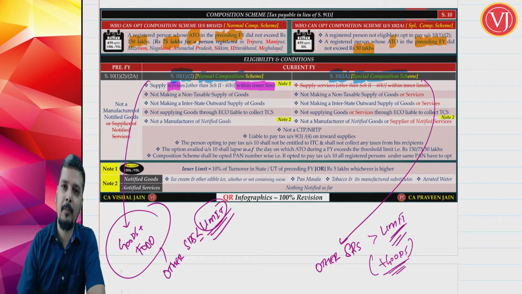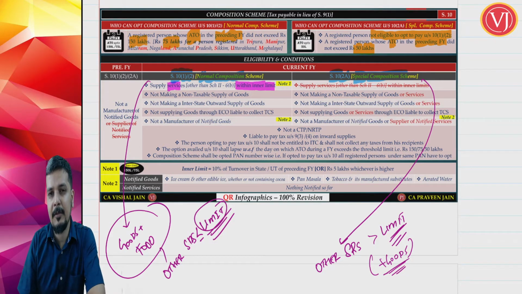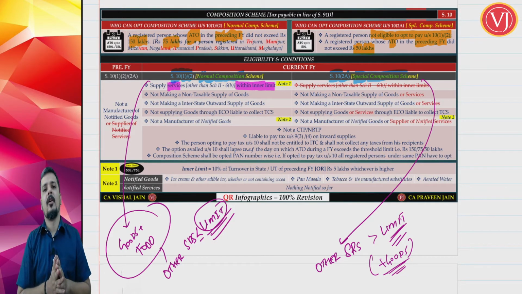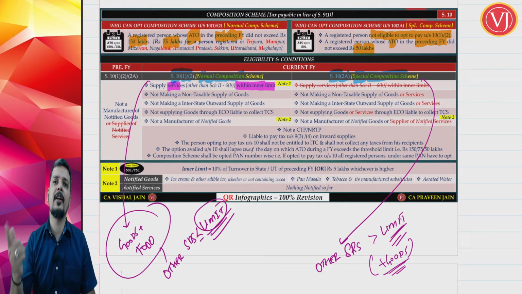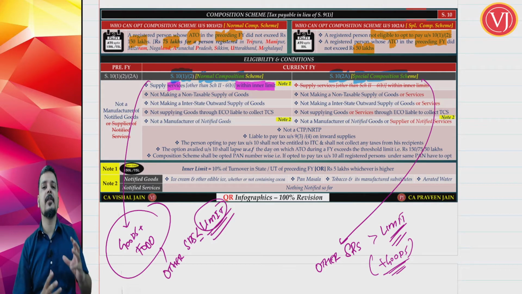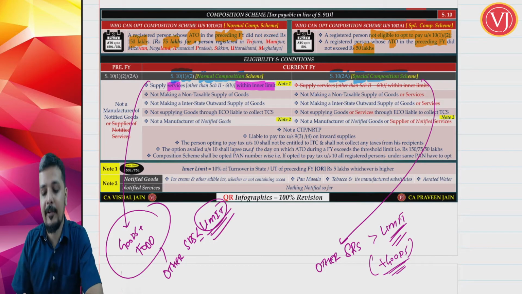But one more important point about special composition scheme that we have discussed is, you can go for special composition scheme only if you are not eligible for normal composition scheme, which means both are mutually exclusive. Only if the other services turnover is more than the prescribed percentage will you think of special composition scheme. If other services turnover is within the limit, you cannot think about special composition scheme.